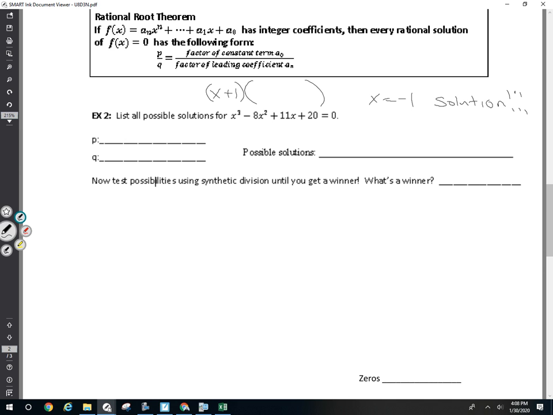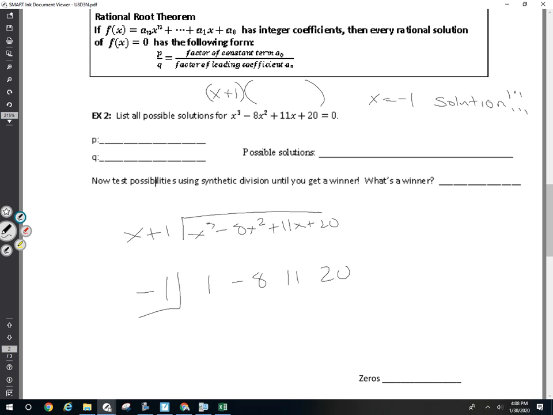Okay, so we are going to take x plus 1 and divide it by this. Now, do you guys want to divide this way using long division? No, what would you rather do? Synthetic division. Let's do synthetic division. Negative 1 goes in the box. That way we don't have to subtract.